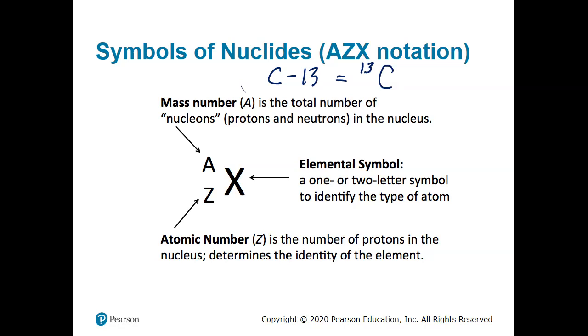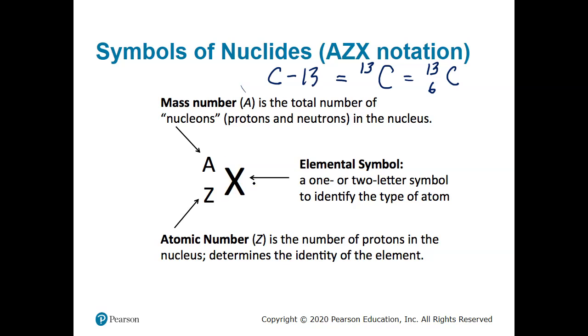Since X is the symbol, we could also abbreviate it in this way, or if we include the atomic number also, since carbon is element number 6, we could give it notation like this as well. So all three forms are common for identifying isotopes. And again, the notation here is based on three abbreviations, three symbols essentially.